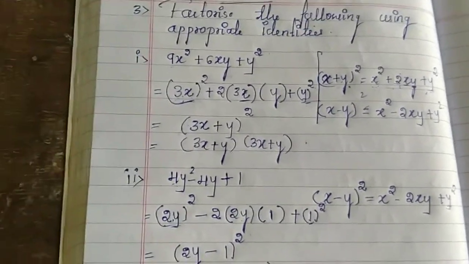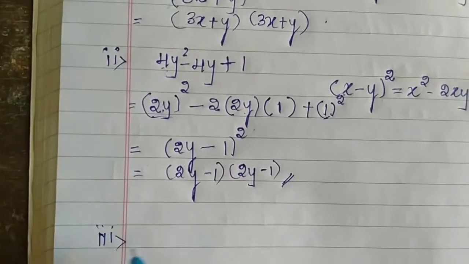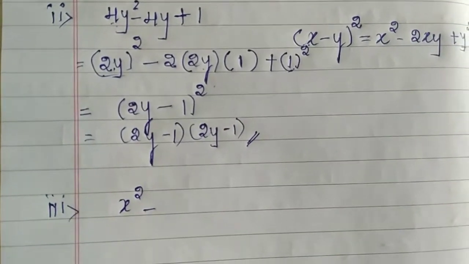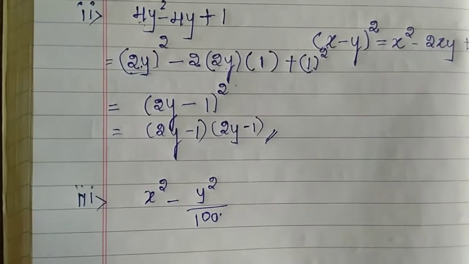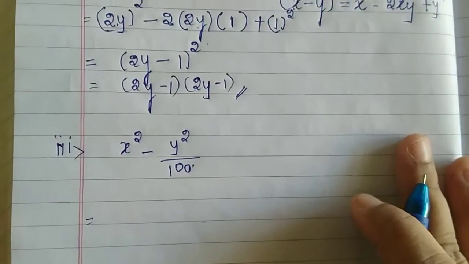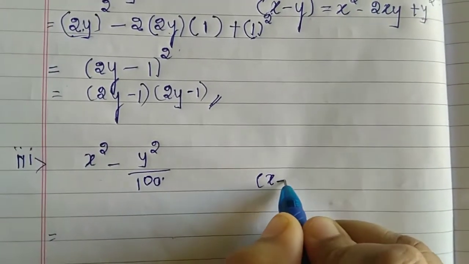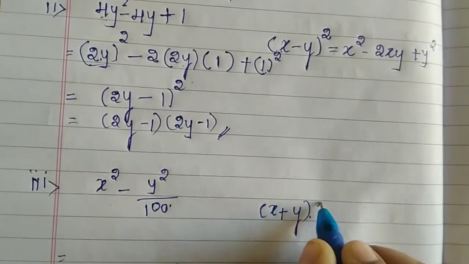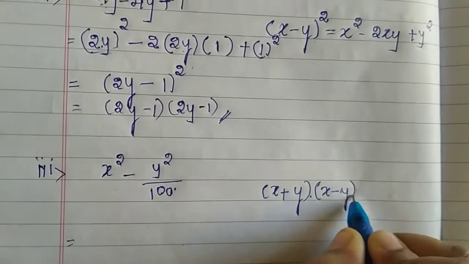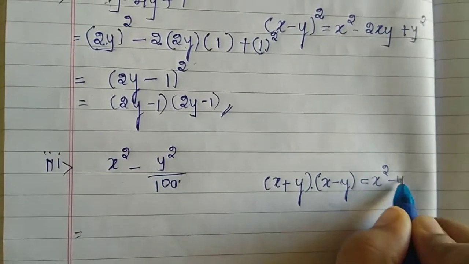Okay, so let us move on to the third question. The third question is x square minus y square by 100. So now you can easily judge this identity because only two terms are there. If this kind of terms will come, only two terms, then you can guess that this will be this identity only: x plus y into x minus y is equal to x square minus y square.